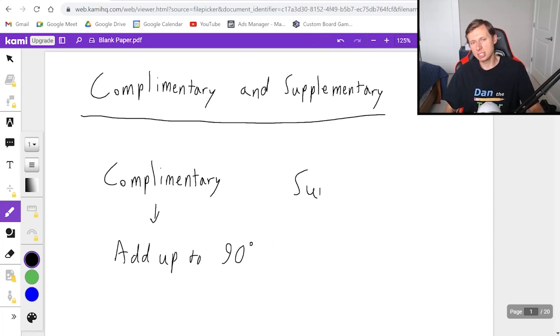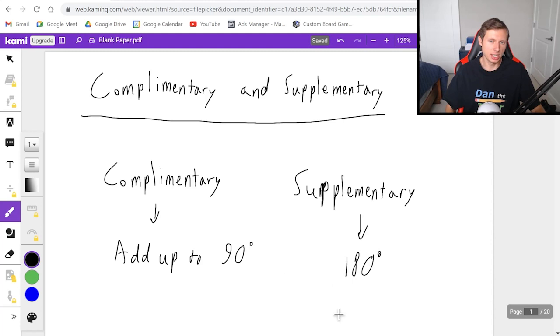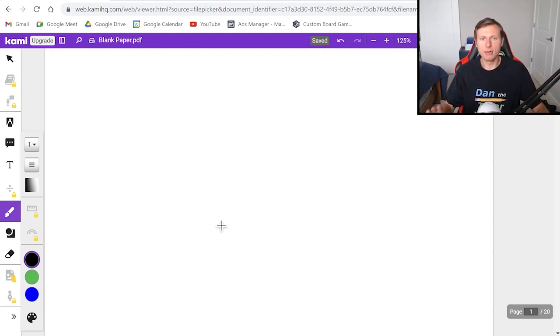Then you have supplementary angles, which is basically the same idea, except instead of 90 degrees, it's 180 degrees. They add up to 180. So let's go ahead and look at some examples. For the following angles, I'm going to tell you they are all complementary. So let's say I have this shape first.